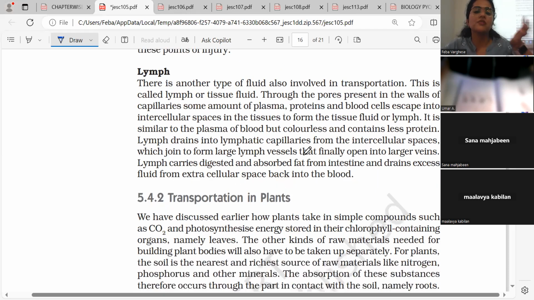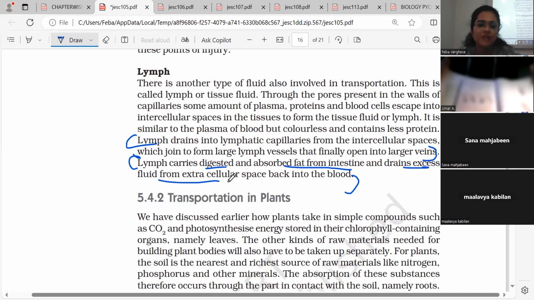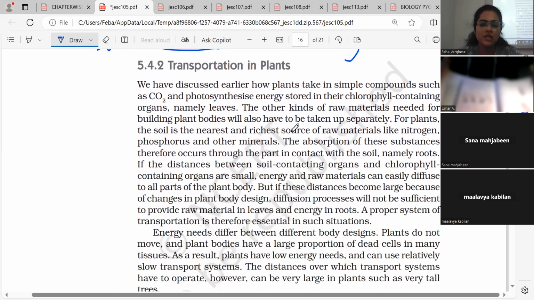Now, what about lymph? What is lymph? Tissue fluid. It's another fluid which is important for transportation. And what are the functions of the lymph? See, these are the functions of lymph. Lymph drains into lymphatic capillaries from intercellular spaces. They finally join the larger veins. Now, the lymph carries digested and absorbed fat from the intestine. It also drains excess fluid from the spaces back into the blood. Those are the two functions of lymph. Study the functions of lymph. Okay, study them. Now, about the transportation in plants.